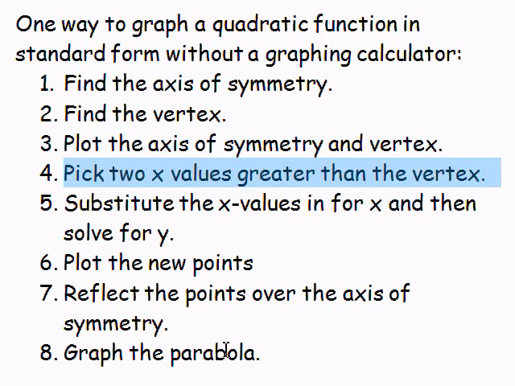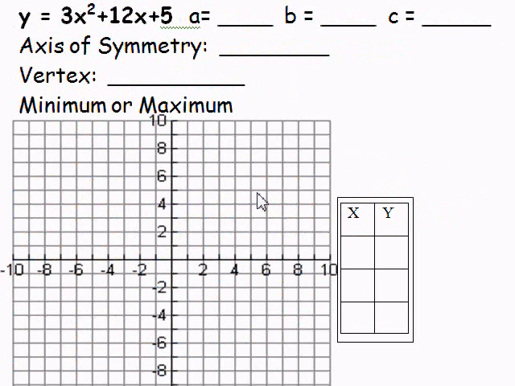And what I'm going to do is show you an example where we're going to work through all of this together. So for our first example, we've got y equals 3x squared plus 12x plus 5, and we're going to end up graphing this function without a graphing calculator. Now, first thing we need to do is identify the a, b, and c. We're going to use that for the axis of symmetry formula. Our a is 3, since it's our leading coefficient. Our b is 12, and our c is 5.